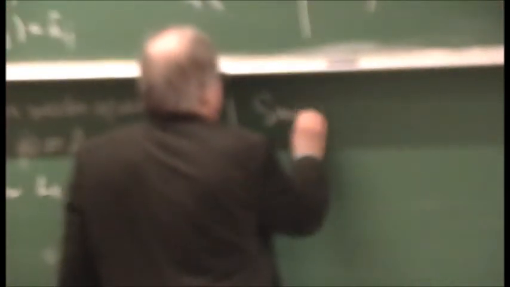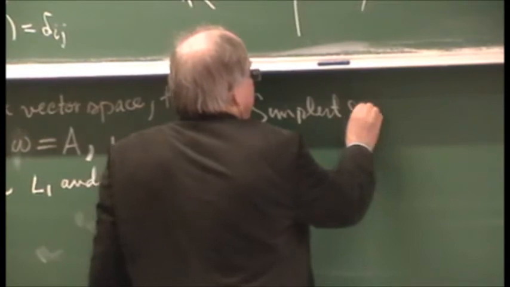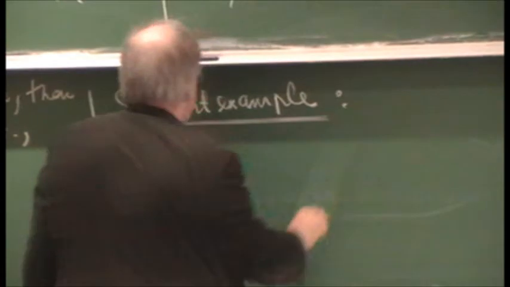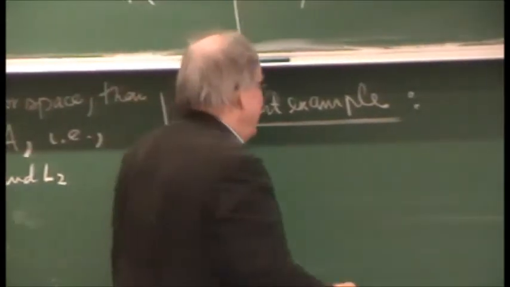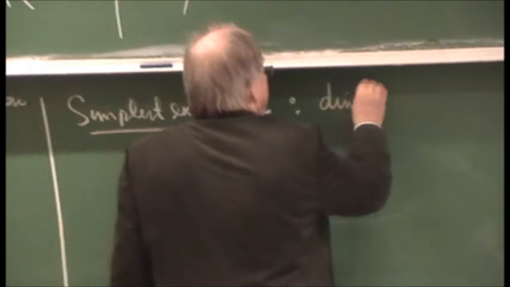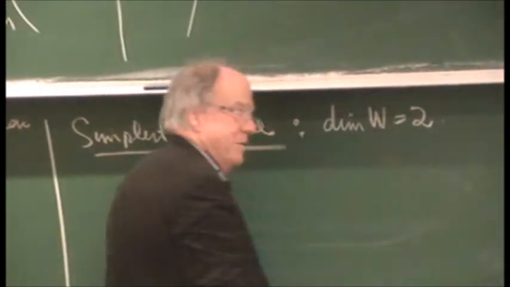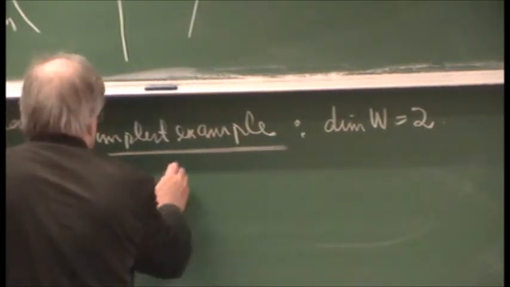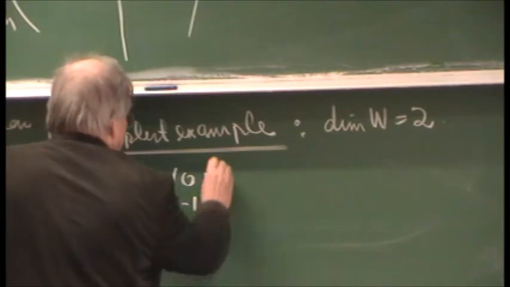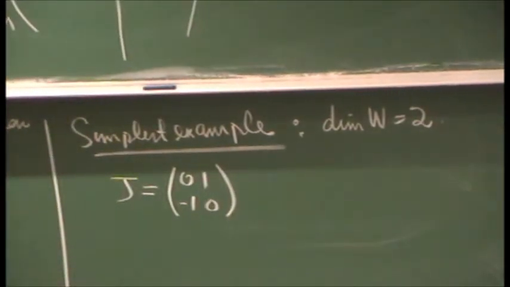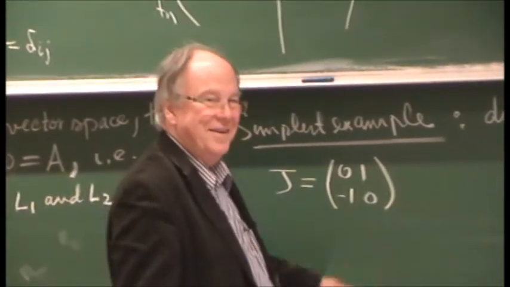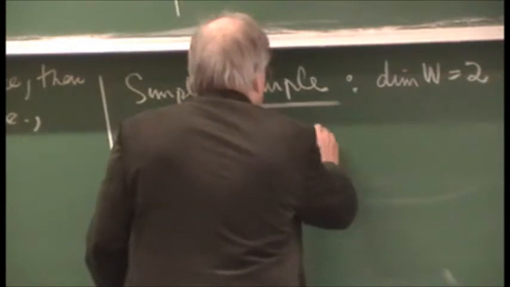So let's look at a simple example. The simplest example is two-dimensional. So the dimension of W is 2. And J is your favorite J. The physics J is this J, and the complex analysis J is minus this J. So it's a confusing point. Okay. So this is J on R2.